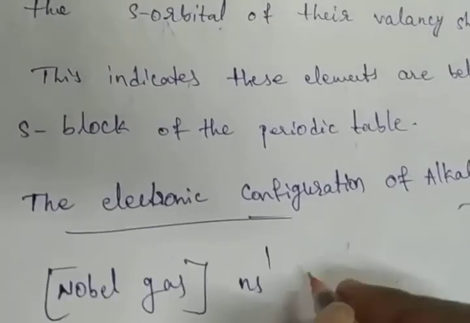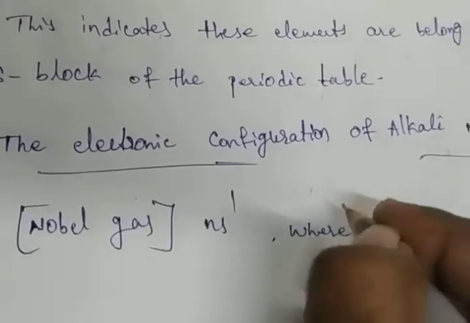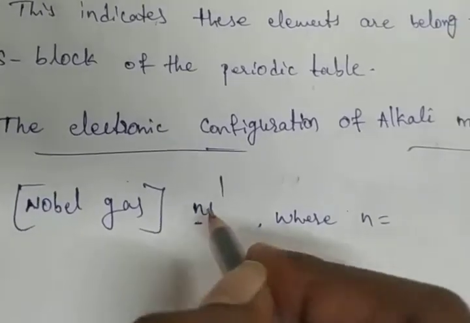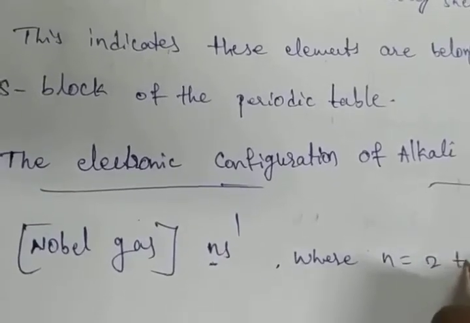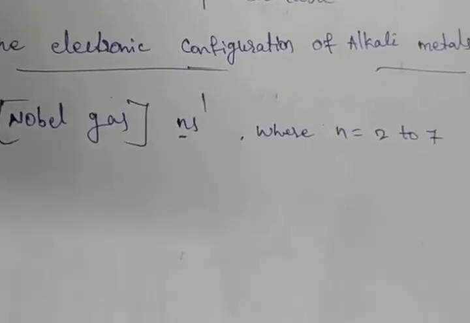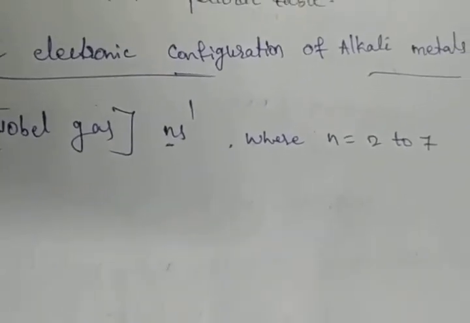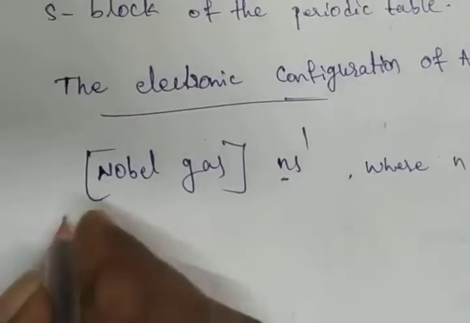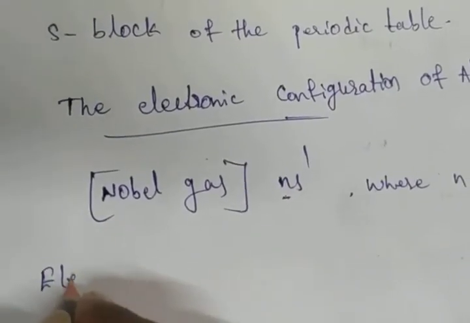Okay, here, just listen. Here, ns1 is there, where n is equal to 2 to 7. The n value is 2 to 7. I will discuss that. Now, you have to see the elements, the first group elements.